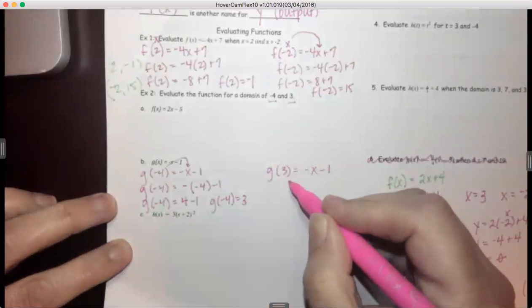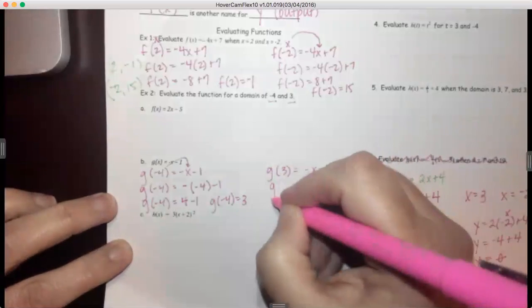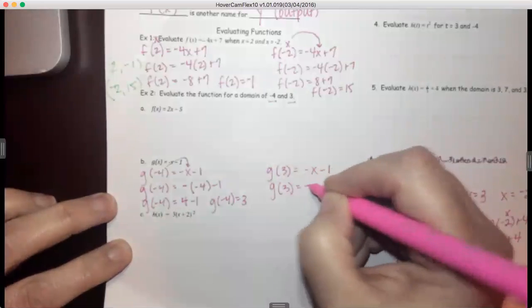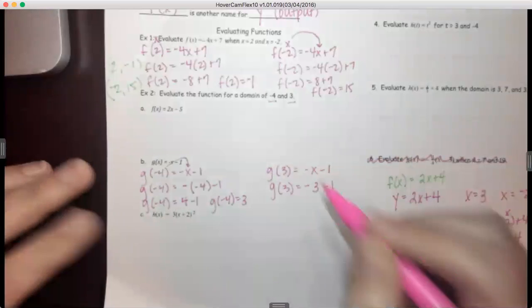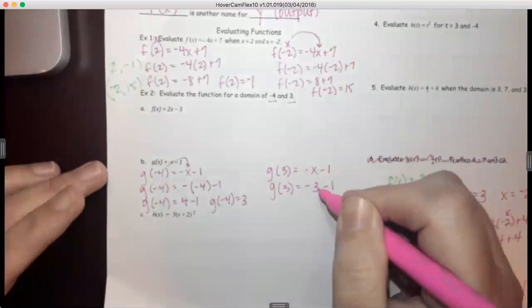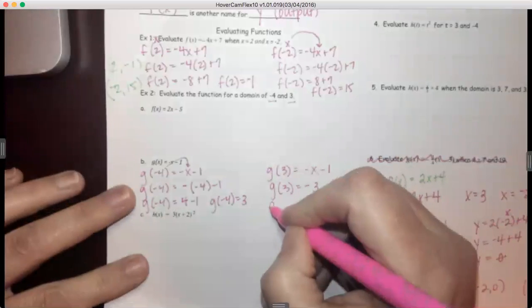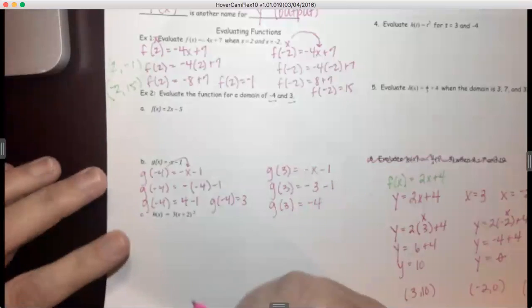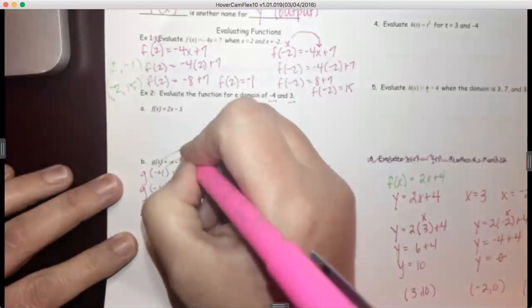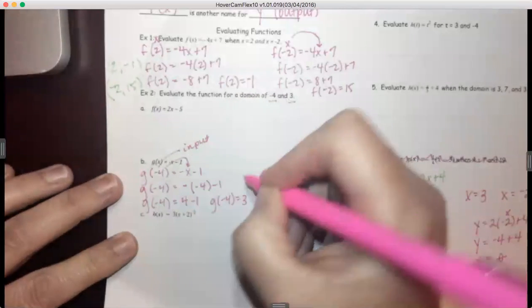Okay, then we're going to do 3. So we're going to plug the 3 in. -3 minus 1. When it's positive, it's okay because the negative and the positive make a negative anyway. So g of 3 equals -4. Input, output.